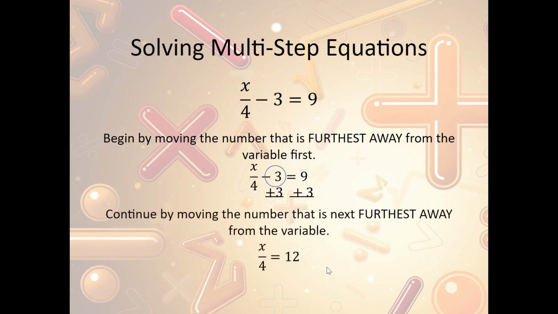Now we get rid of whatever's next furthest away, which in this case, the only thing that's left is the 4. And the 4 is dividing from x, so we undo that by multiplying. So we'll multiply both sides by 4, and we get divided by 4 and times 4 cancels out, so we got x by itself is equal to 12 times 4, which is 48.